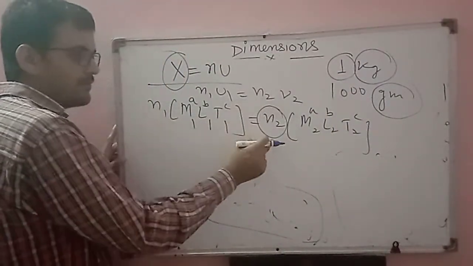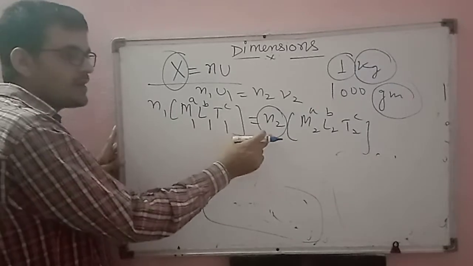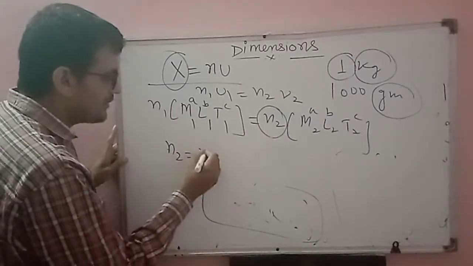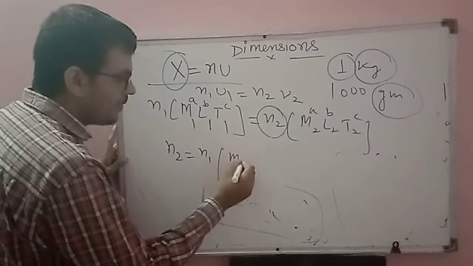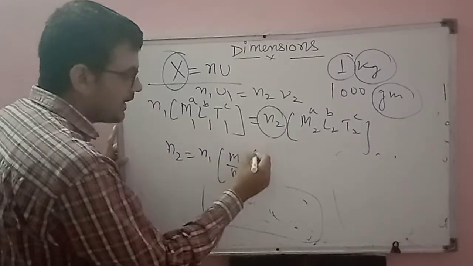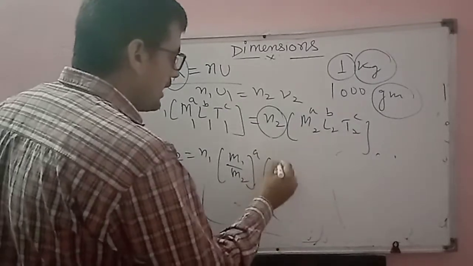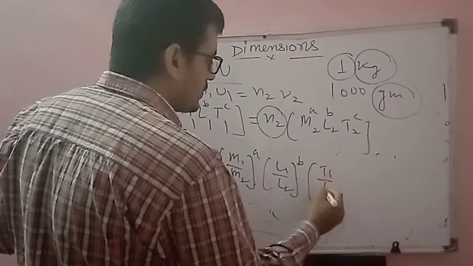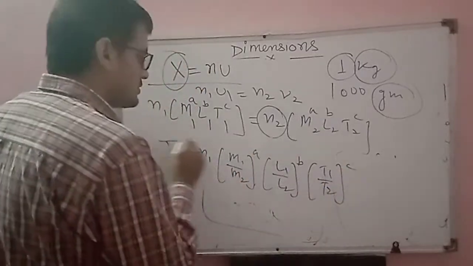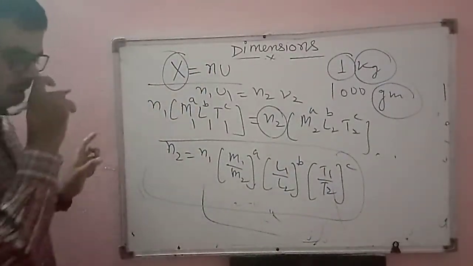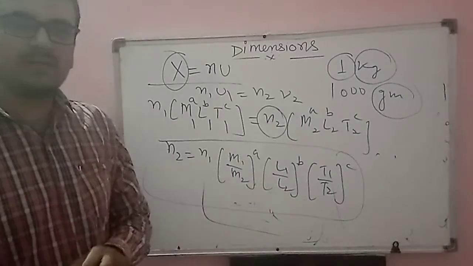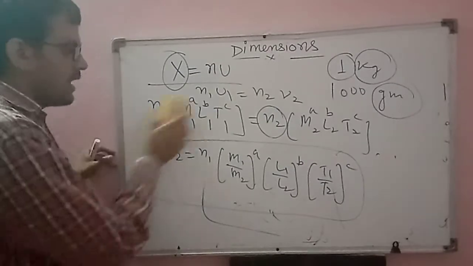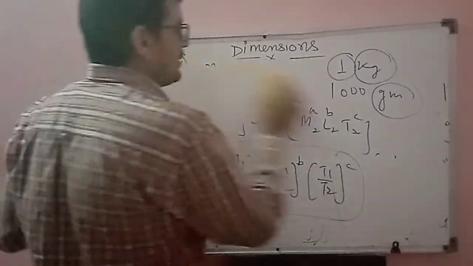If the question is to find the numerical value in another unit system, how will we calculate n2? n2 equals n1 times M1 over M2 power a, L1 over L2 power b, and T1 over T2 power c. Students, this is the formula. You can write that formula in this form also. Very simple. I am giving you an example so you can easily understand how we will implement this.